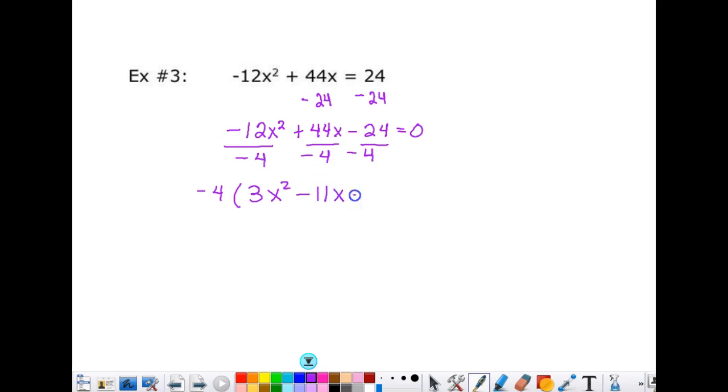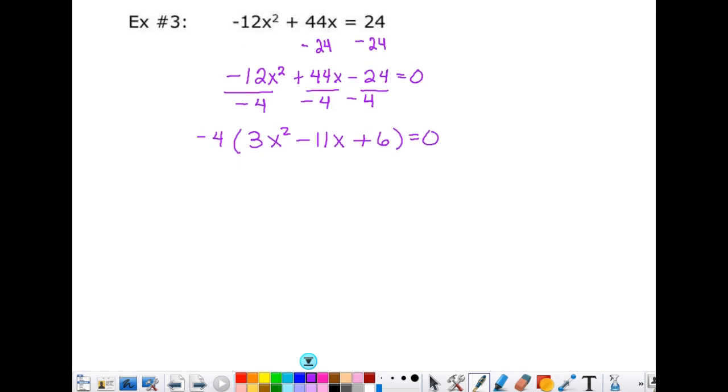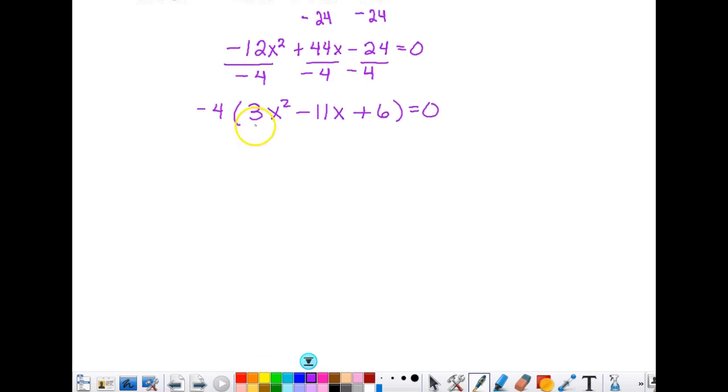Good job, minus 11x plus 6. Okay, you might be right. You might need to write a little smaller here. Don't want to take up the whole room here. Now, this time, it does start with a number. So we really are going to have to do grouping on this one.